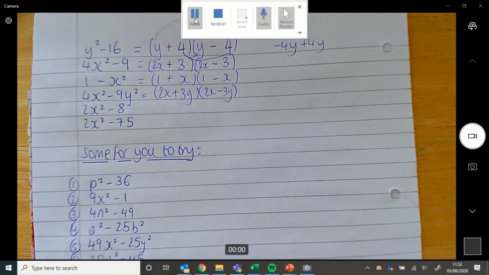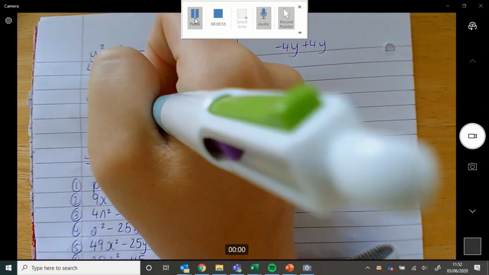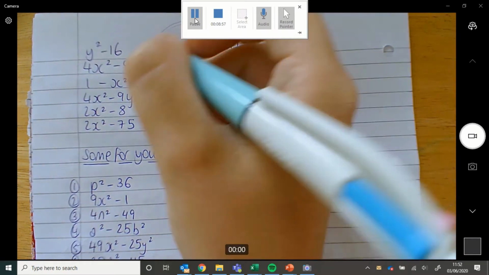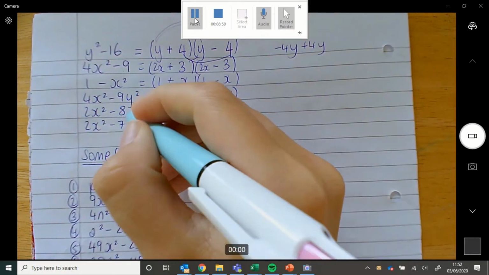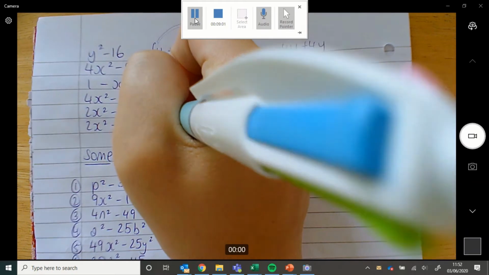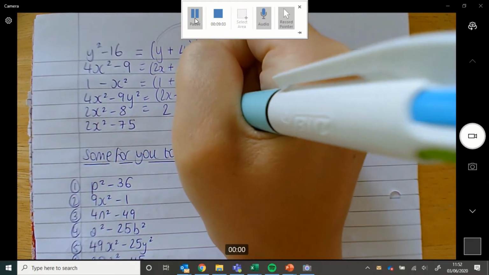Okay, one's at the bottom, 2x squared minus 8. That doesn't look like I've got square numbers there, but what I can see is a common factor. So I'm going to go right back to the basics of factorising. Is there something I can take out which is common to both of them? There's a 2 as a factor of this one, and there's a 2 as a factor of this one. So the first thing I'm going to do is factorise a 2 out.